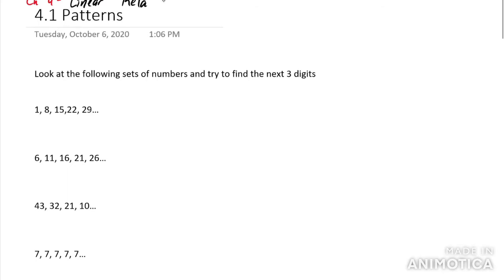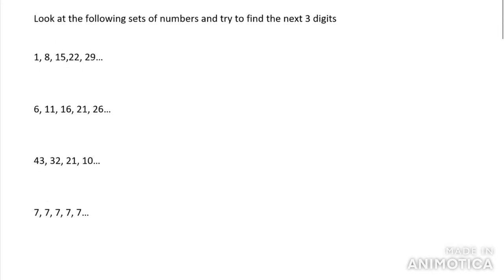So where I'm actually going to start, before I even go into what a linear relation is, we're going to talk about patterns. And we're going to see if we can come up with some rules and some ways to help us figure these out on a larger scale. So we're going to start simple. We're going to look at the following sets of numbers and try to find the next 3 digits.